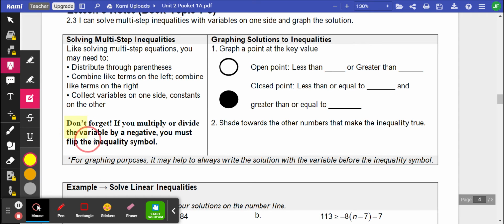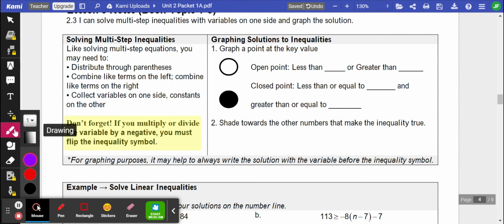So don't forget, if you multiply or divide the variable by a negative, you must flip the inequality symbol. There are a few steps here. Always distribute through your parentheses first, combine the like terms on the left, combine the like terms on the right, and then we're going to collect them to one side, which we won't do in this section because they're only one side. Also refresher from 2.1 and 2.2, open dot if it's less than or greater than, and closed dot if it's less than or equal to or greater than or equal to.